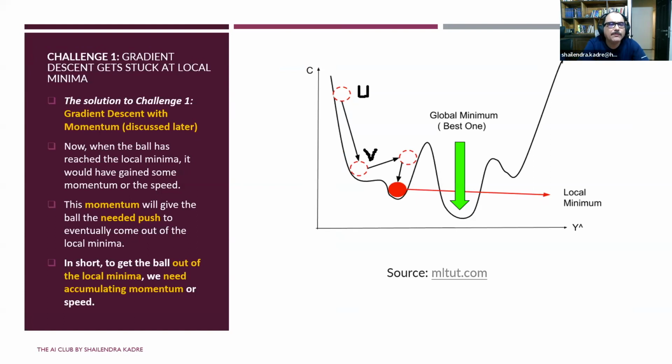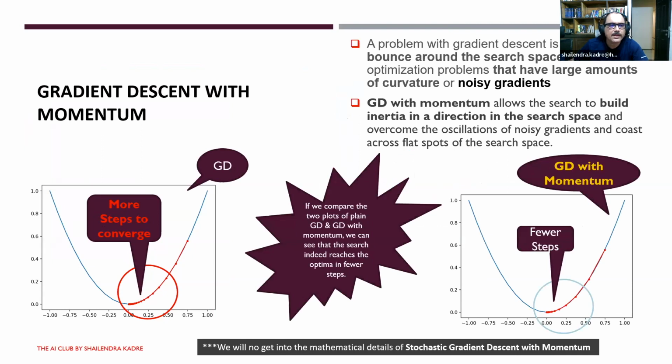The first challenge with gradient descent is that it always gets stuck at local minima. So what is the solution? Don't use plain gradient descent, use gradient descent with momentum. You know what momentum is. If you use gradient descent with momentum, you will take fewer steps to converge compared to plain gradient descent.